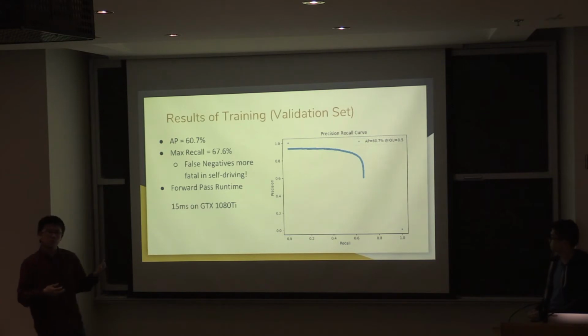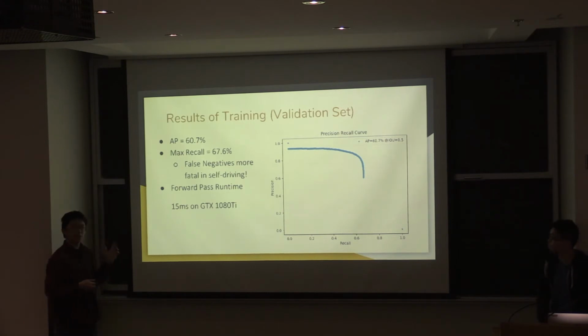However, as you can see, we only have a max recall of about 67%, and that means that's an area we could potentially improve on, because there are a lot of false negatives that we did not pick up, and we don't want our self-driving cars to run into a pedestrian or a car because we didn't pick it up. Our network runs in 15 milliseconds on a GTX 1080 Ti GPU, meaning that we can run this inference in real time.